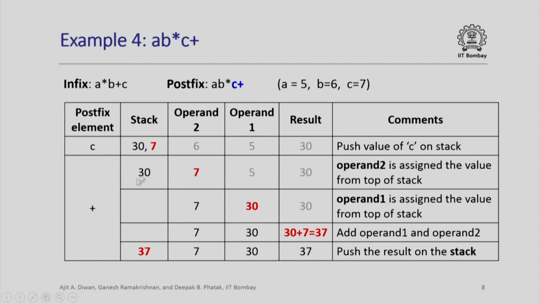Then comes the operator plus. When the operator comes, we again apply the same logic. We have two operands on the stack. We get them one by one into operand 2 and operand 1 and perform the operation plus. The result will be 37. The result 37 will now be pushed onto the stack. Please note that when we assign value to operand 2 and operand 1 from the top of the stack, we have to pop that item out because we have already consumed it by processing it.